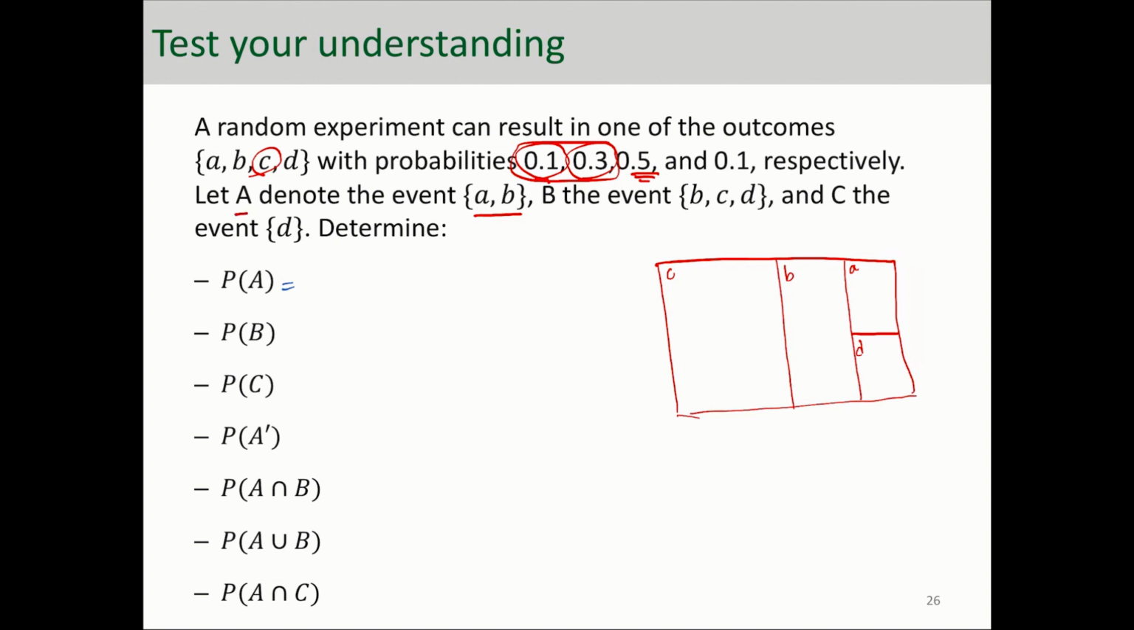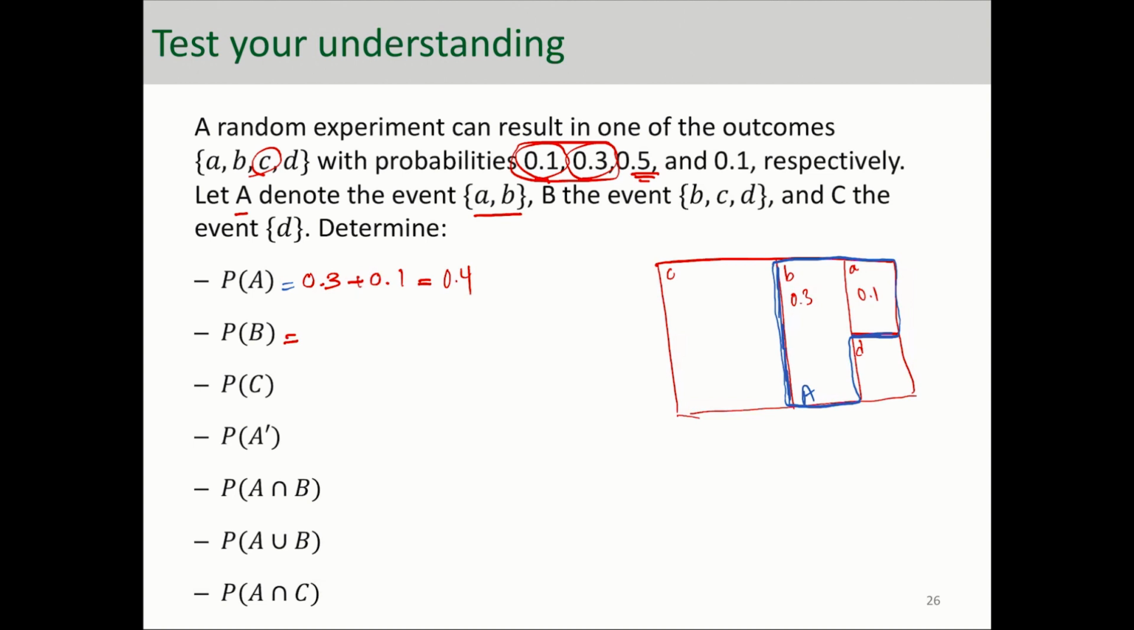Now we're defining some events. So event A has the outcomes a and b. So this is event A. Sorry for my bad drawing here. And that event contains those two outcomes. This outcome has a probability of 0.3. This one is 0.1. Therefore, we're adding those together. This is 0.4, the probability of event A.